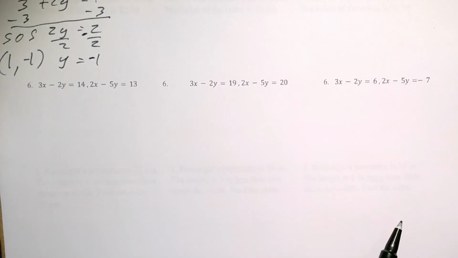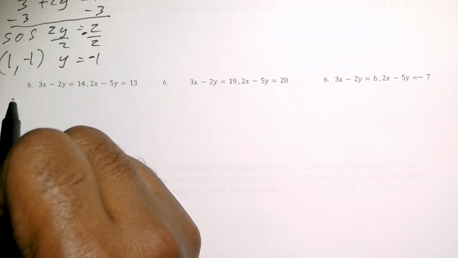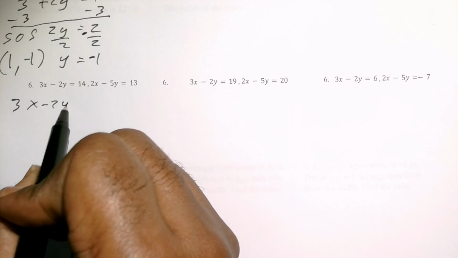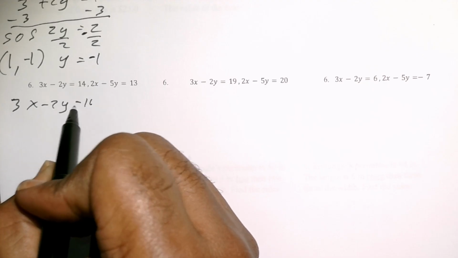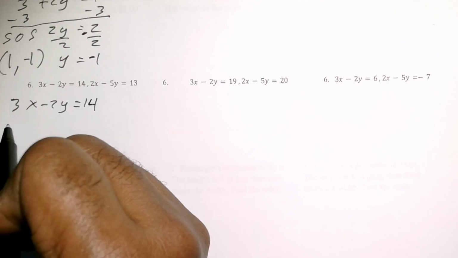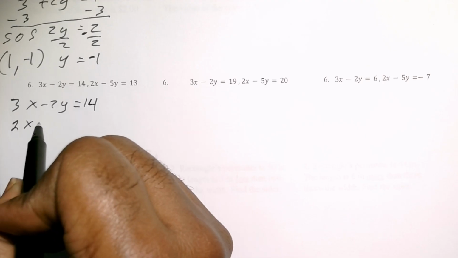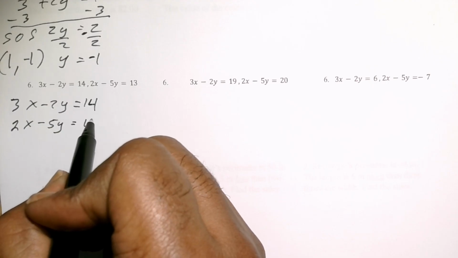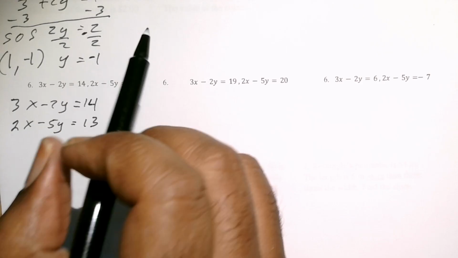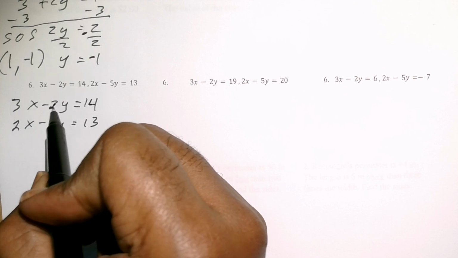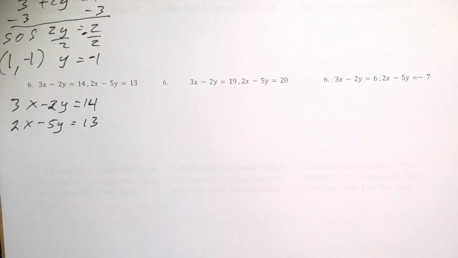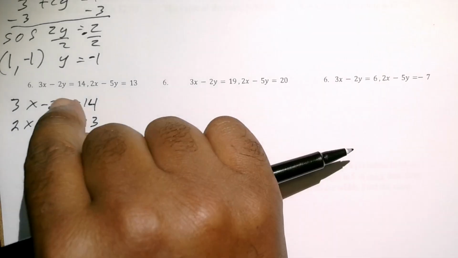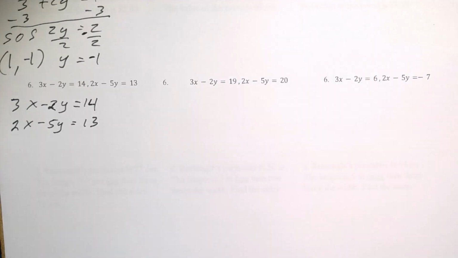All right, let's take a look at number 6. We have the system 3x minus 2y equals 14, and the other part of the system is 2x minus 5y equals 13. Now, we're missing a lot of things here. There are no additive inverses at all. In fact, there's no positive and negative combination anywhere. Negative, negative, positive, positive. So we want to create not just the numbers to match, but additive inverses. One has to be positive, the other has to be negative.